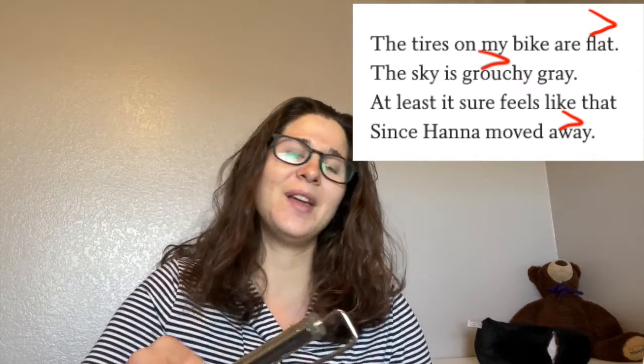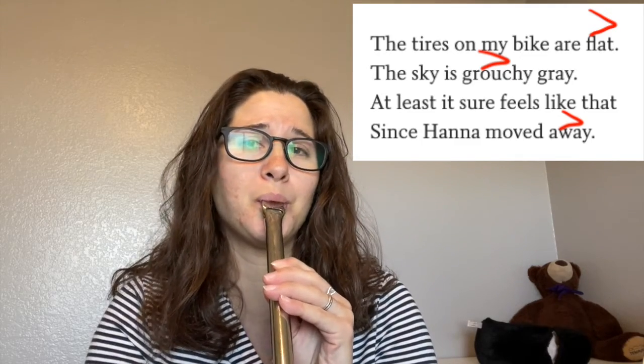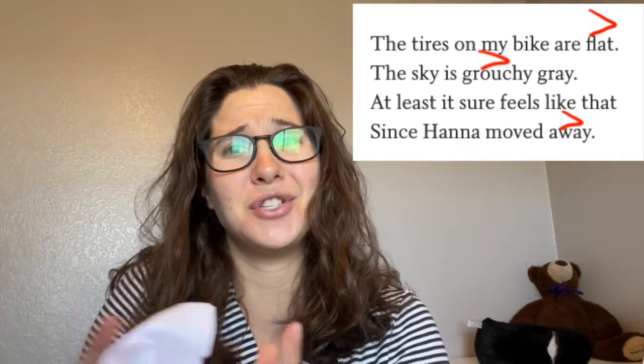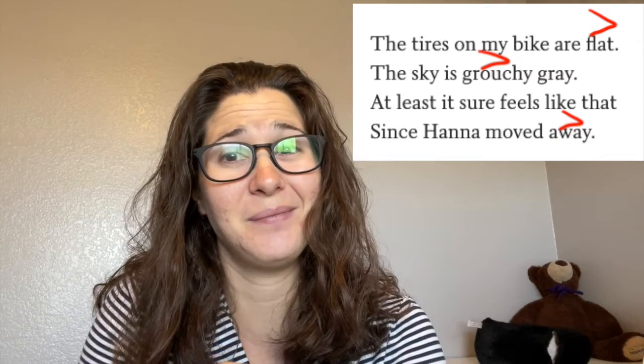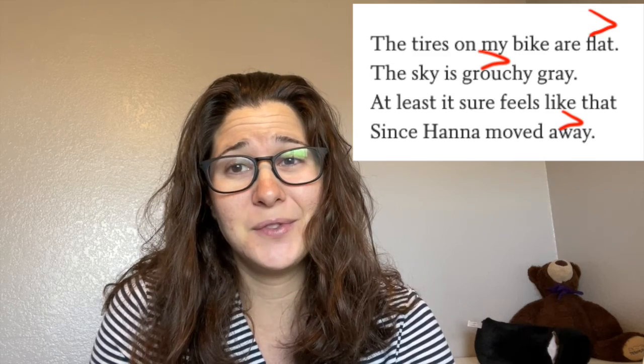Here's that whole stanza together. The tires on my bike are flat. The sky is grouchy gray. At least it sure feels like that since Hannah moved away. All right, now that's a quick example of adding a little bit of sound accents to poetry, but honestly, I think there's way more that we can do with this integration strategy.